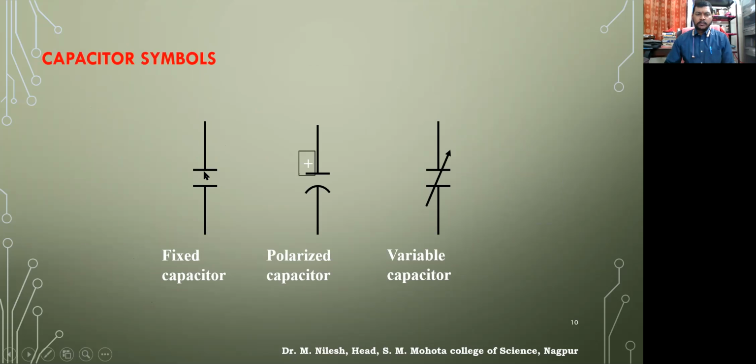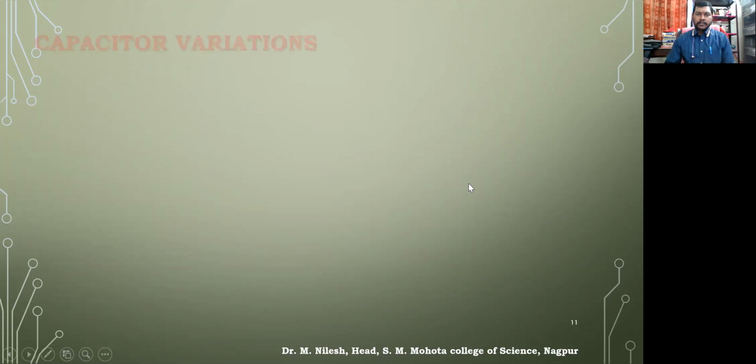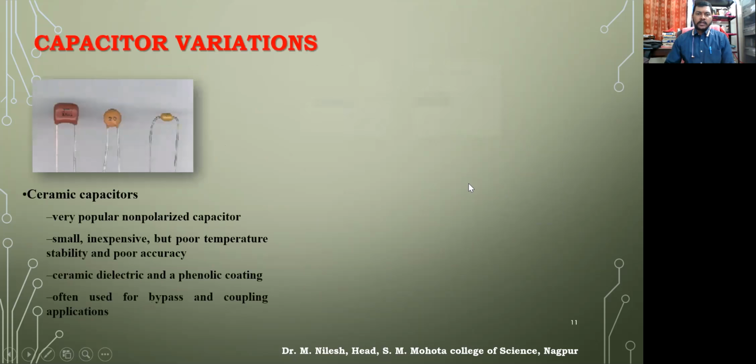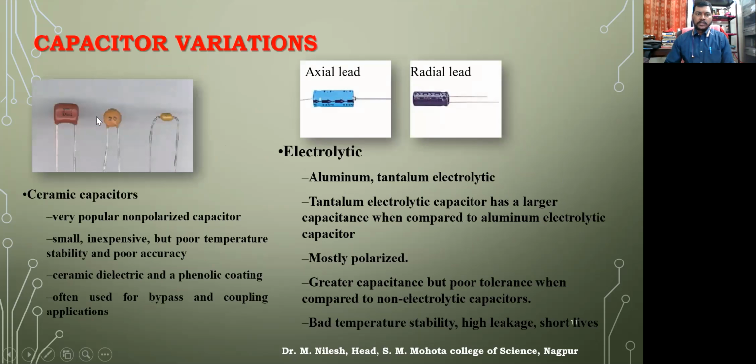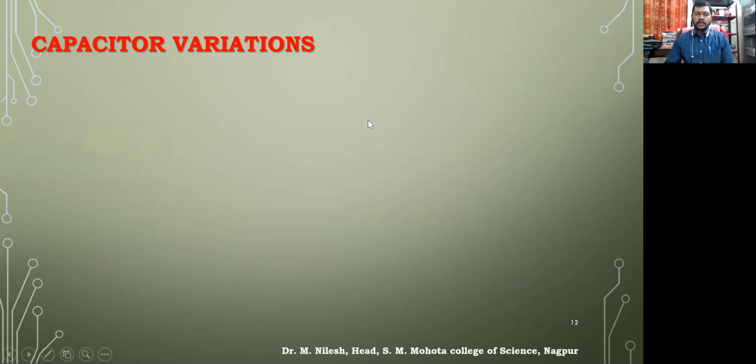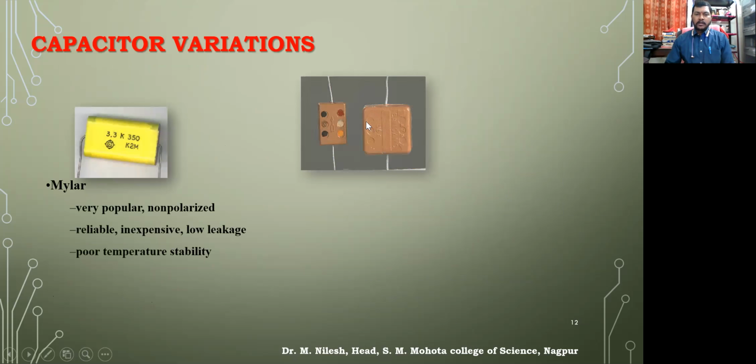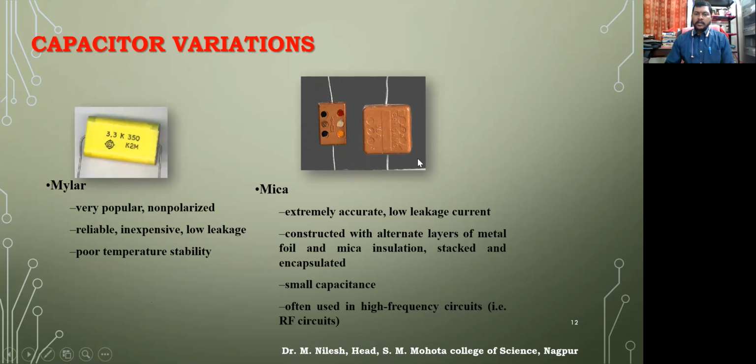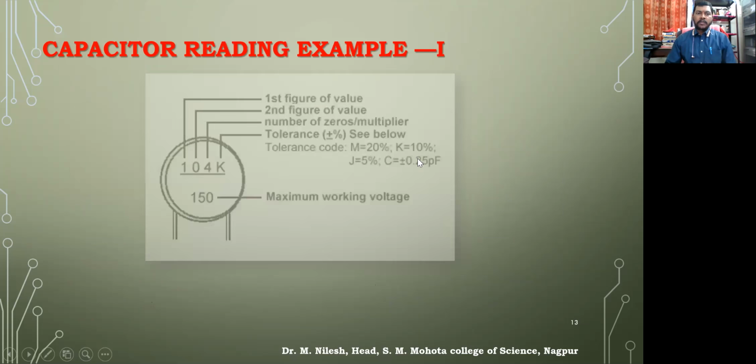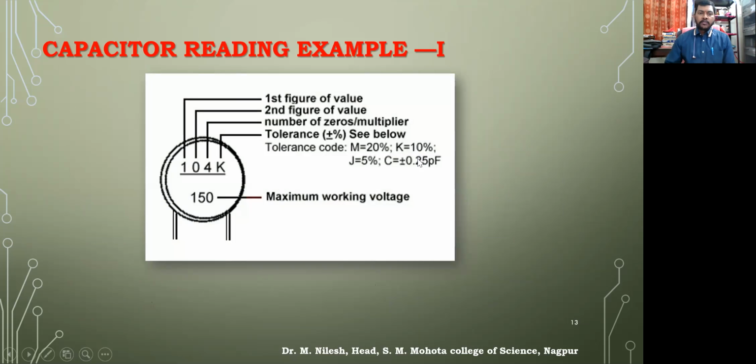Then these are some of the symbols. This is fixed capacitor, polarized capacitor, variable capacitor, and these are some of the types of capacitors that we use: ceramic capacitor, electrolytic capacitor, and then we have Mylar capacitor, mica capacitors accordingly. So we have all sorts of capacitors. Then we have learned how to calculate the values of capacitance.